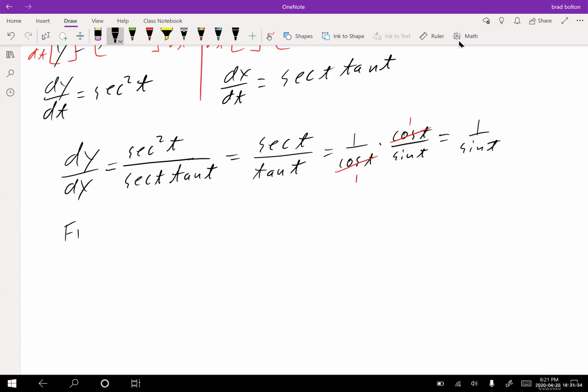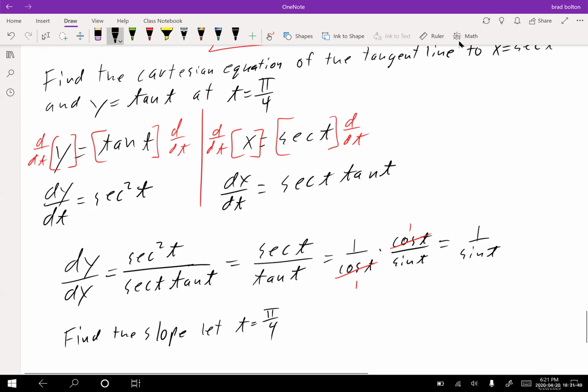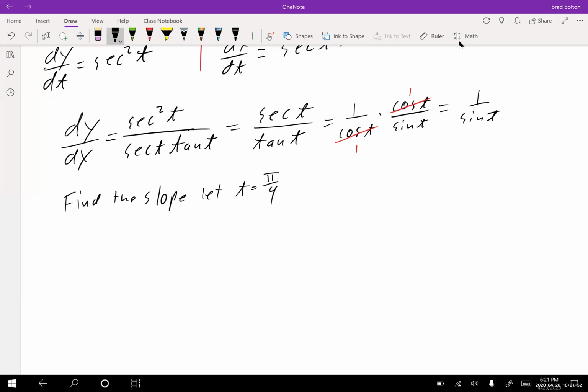So to find the slope, they gave us that t is pi over 4, right? So we go back up here and look at pi over 4. Now we're going to do dy/dx at pi over 4, which would be 1 over sine of pi over 4. But the sine of pi over 4 is the square root of 2 over 2, which if you multiply by the reciprocal, you can clean this up. You guys will get the square root of 2, okay?